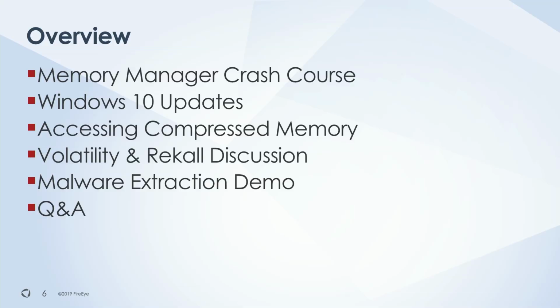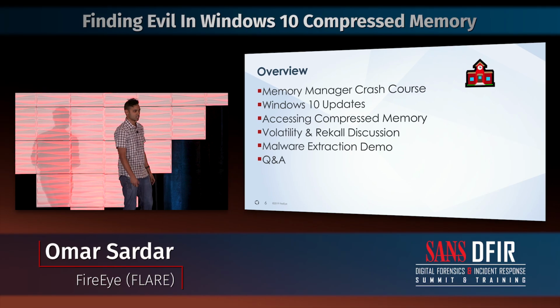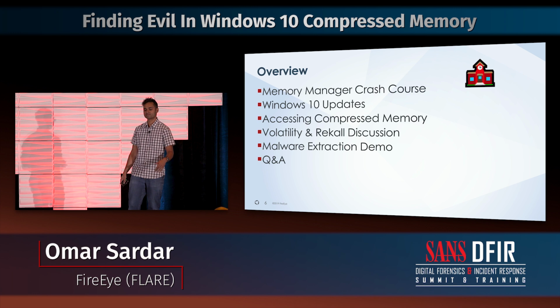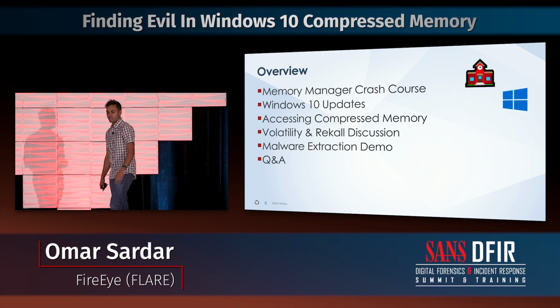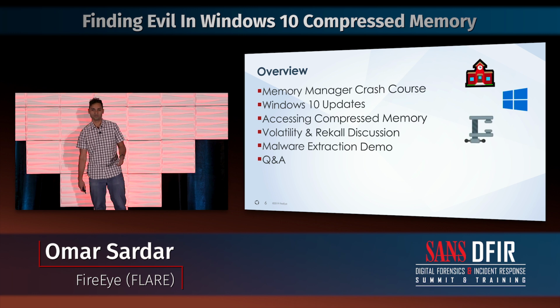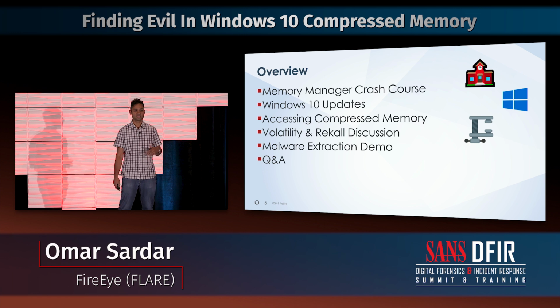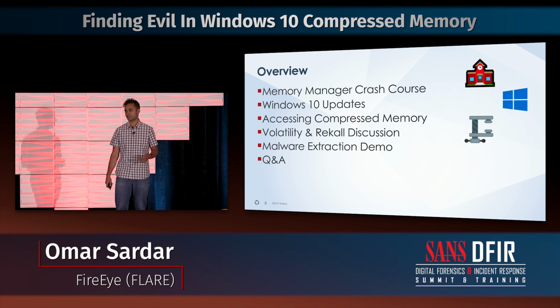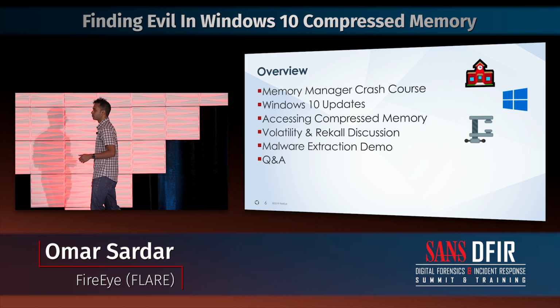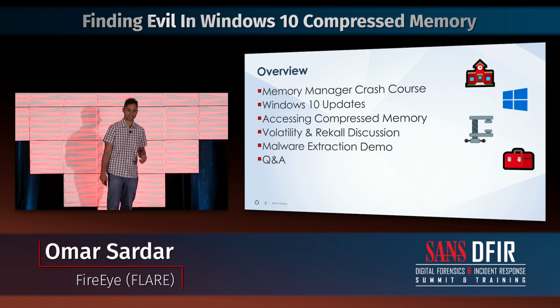Okay, so I'm going to start this off by going through a quick Memory Manager crash course. I'll talk about how the Memory Manager's changed a little bit between Windows 7 and 8, and then 8 and 10. I'll cover some of the updates, but the biggest update, I think, as most of us know, is the introduction of compressed memory. So I'll discuss how we can go about accessing that compressed memory, and then I'll hand it off to Blaine. Blaine will take over and discuss the creation of Volatility and Rekall plugins.